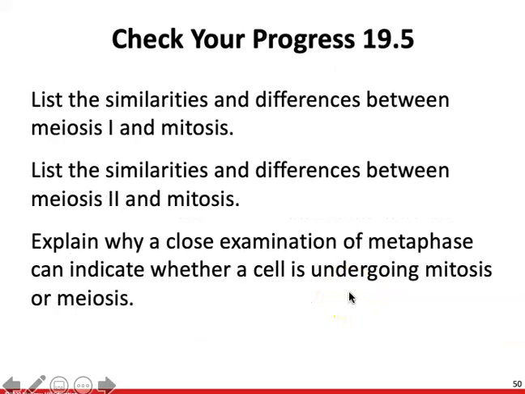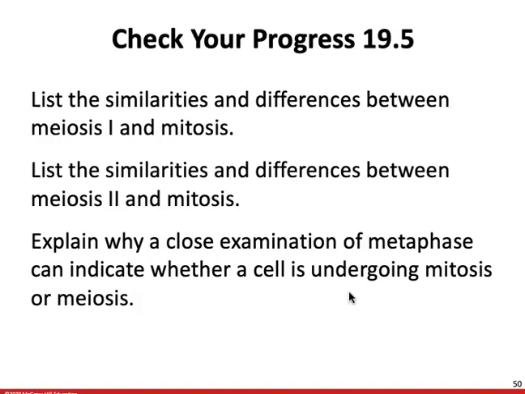Really, that's it for this section. It's very short, but you should be able to list the similarities and differences between meiosis 1 and mitosis, and list the similarities and differences between meiosis 2 and mitosis. You should also explain why a close examination of metaphase can indicate whether a cell is undergoing mitosis or meiosis.